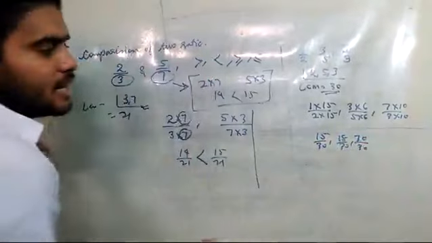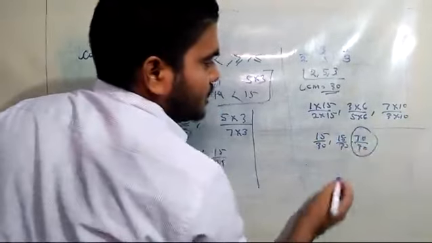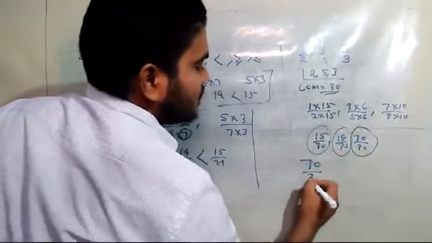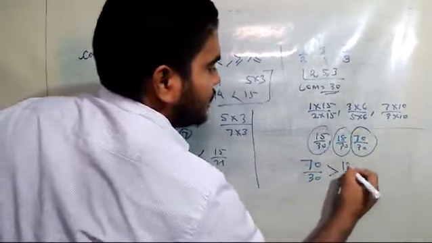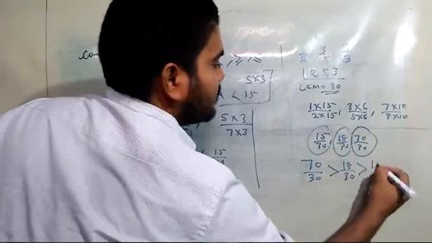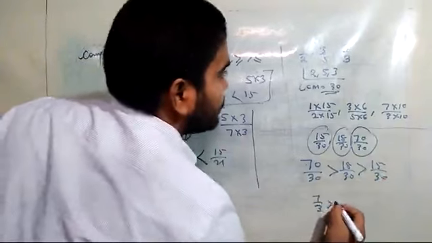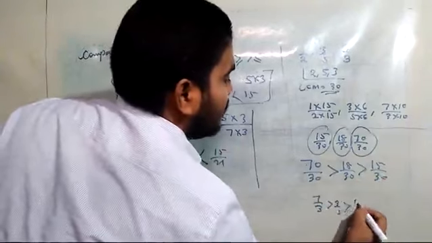Now which number is greatest? The greatest number is this one. Then second comes this. Then third position is this. So 70 by 30 is greater than 18 by 30, greater than 15 by 30. That means 7 by 3 is greater than 3 by 5, greater than 1 by 2.